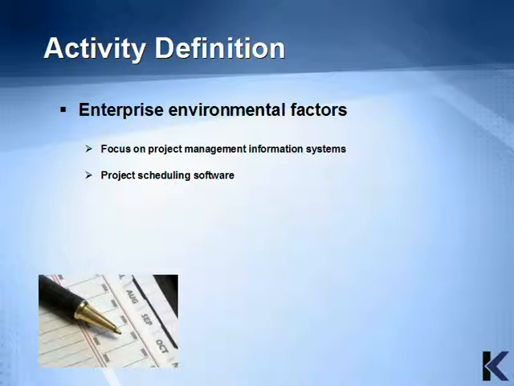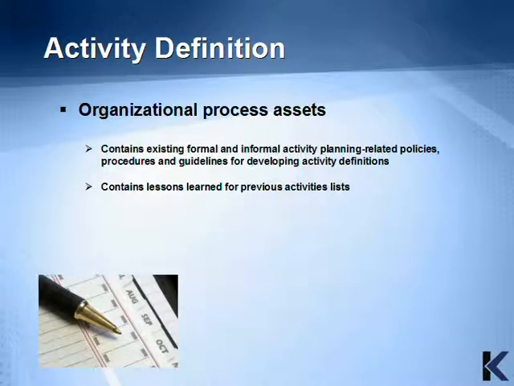Information from the enterprise environmental factors to focus on would be the Project Management Information System and the project scheduling software. Organizational process assets may contain existing formal and informal activity planning related policies, procedures, and guidelines for developing activity definitions. It may also contain lessons learned for previous activities list from other projects.